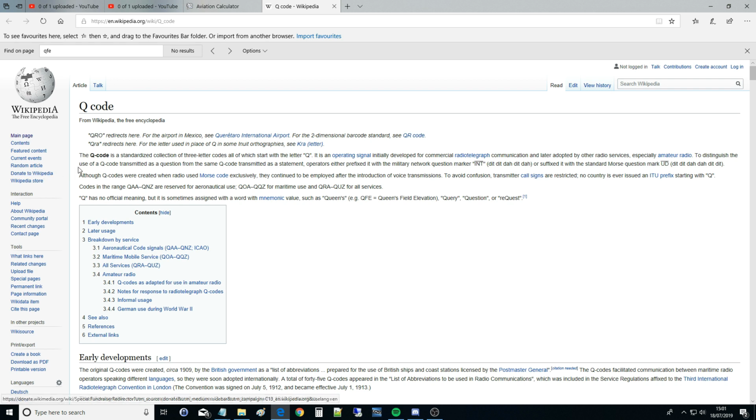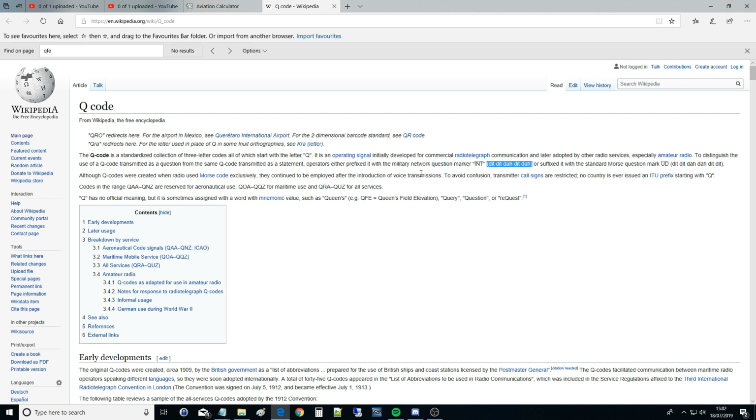So we'll read through this a little bit. The Q code is a standardized collection of 3-letter codes, all of which started with the letter Q. It is an operated signal initially developed for commercial radio telegraph communication and later adopted by other radio services, especially amateur radio. To distinguish the use of a Q code transmitted as a question from the same Q code transmitted as a statement, operators either prefixed it with the military network question marker, which is INT, dit dit da dit da. And remember, this is all about Morse code.